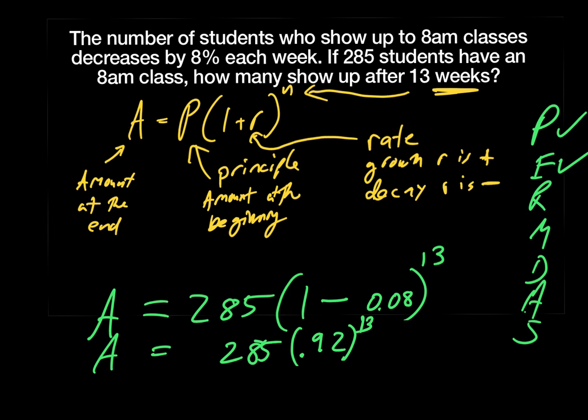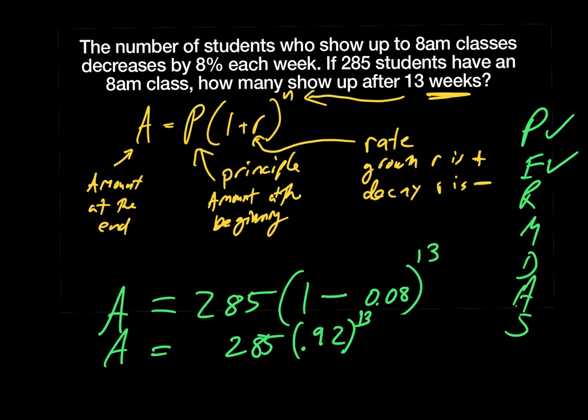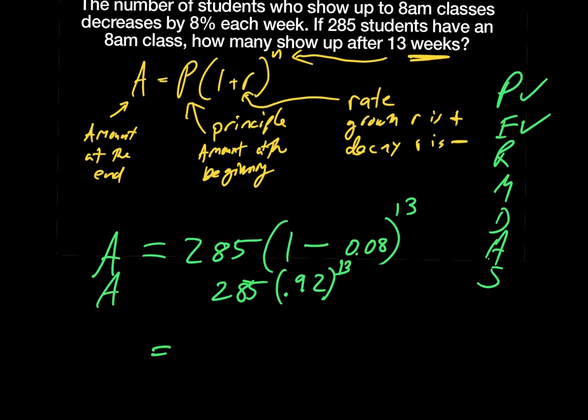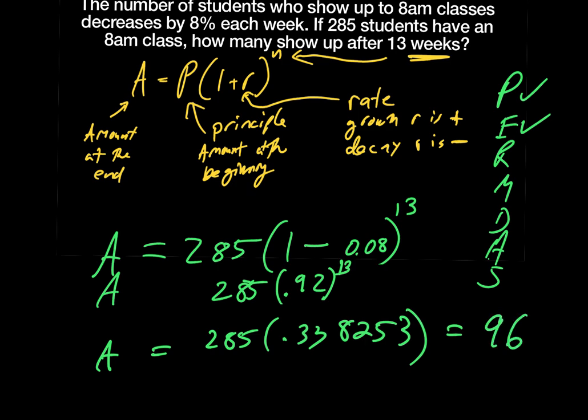So again, this also reinforces the fact that you've got to have a calculator for the exam. 0.33825. So A equals 285 times 0.33825. I'll just take that number times 285, which equals 96.4.